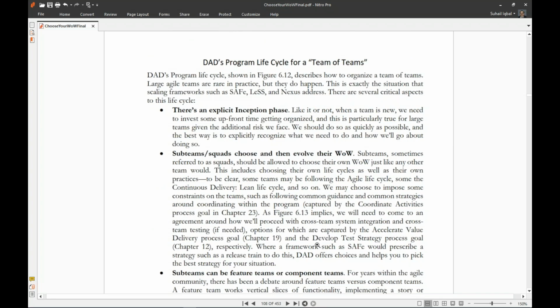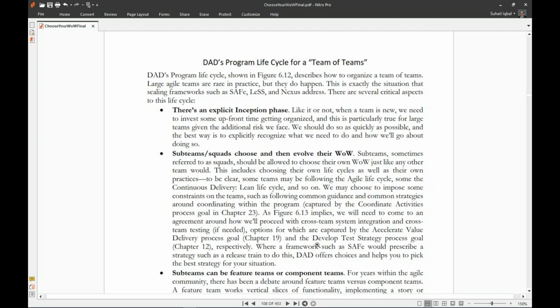Then we have DAD's program life cycle, that is for a team of teams. DAD's program life cycle, shown in figure 6.12, describes how to organize a team of teams. Large agile teams are rare in practice, but they do happen. This is exactly the situation that scaling frameworks such as SAFe, LeSS, and Nexus address.